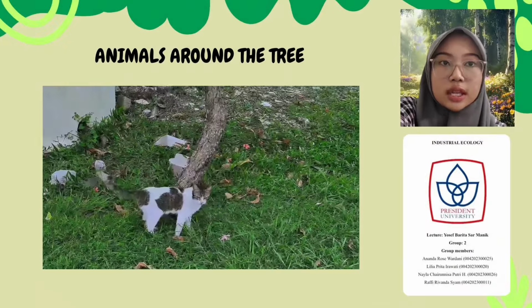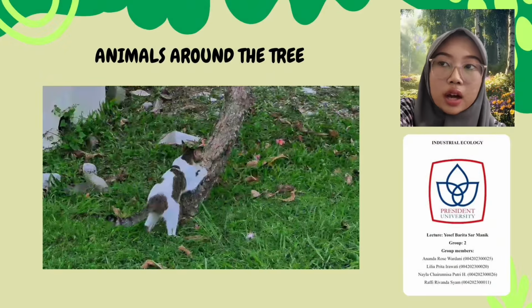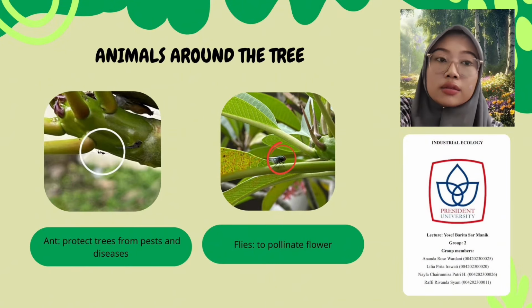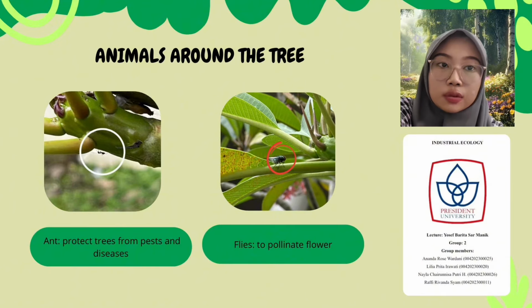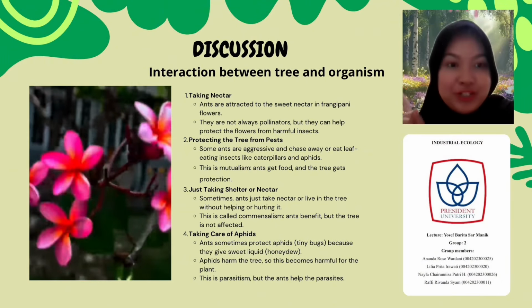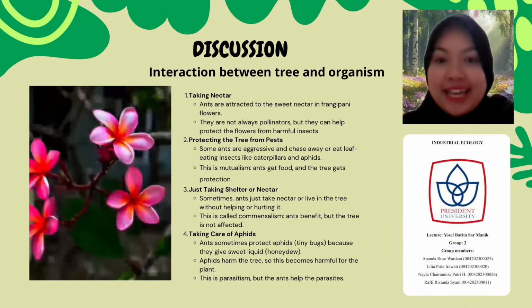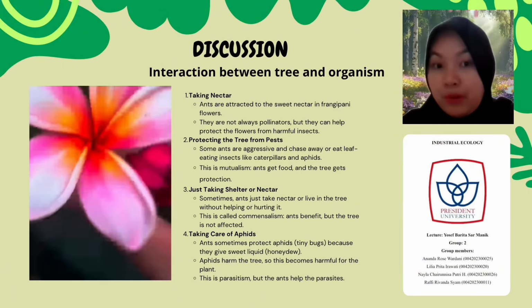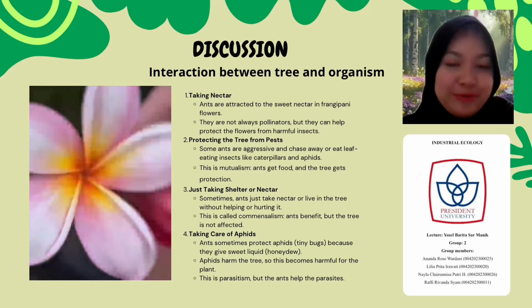Okay, the next one is animals around the tree. During our observation, we only found two animals, ants and flies. Ants protect trees from pests and disease, and flies pollinate flowers. Now, I will talk about how trees interact with other organisms, especially the frangipani tree. First, taking nectar. Ants are attracted to the sweet nectar in frangipani flowers. They are not main pollinators, but they help protect the flowers from harmful insects.